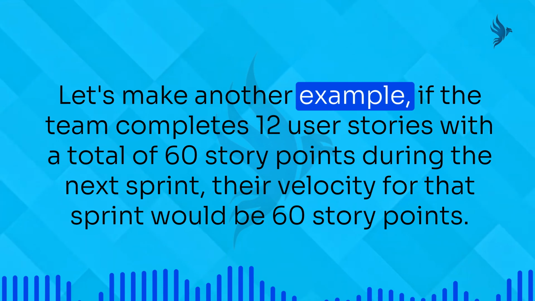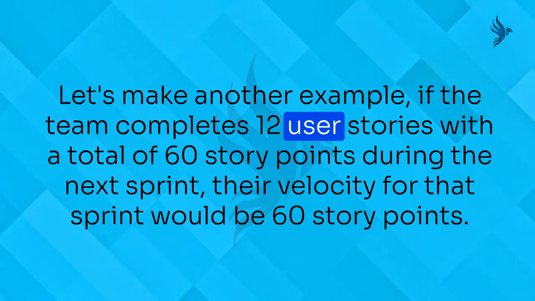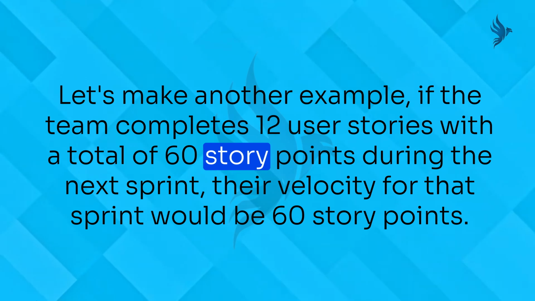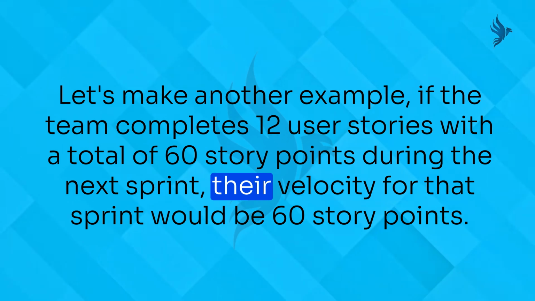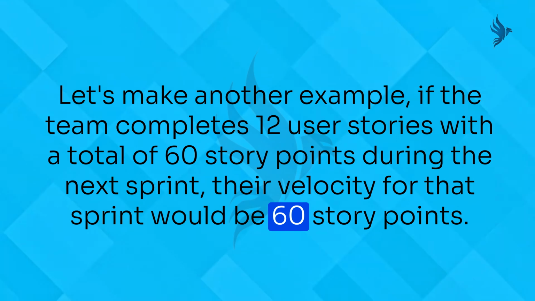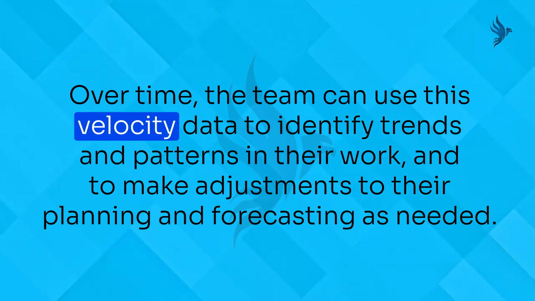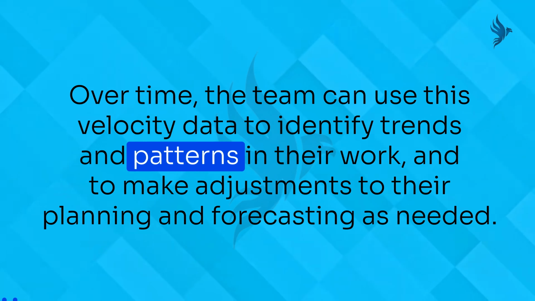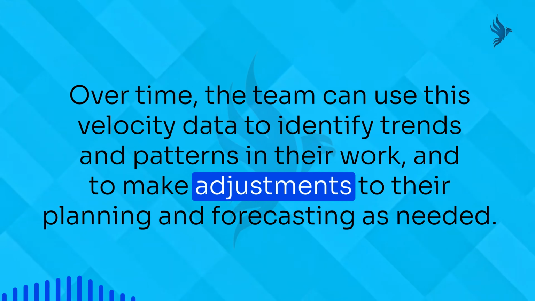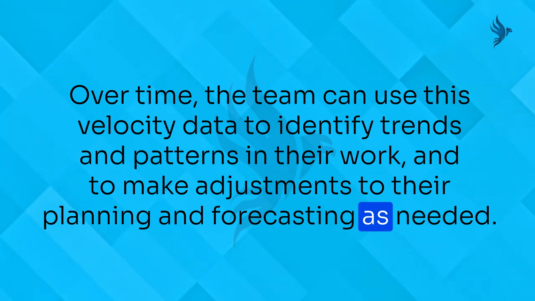Let's make another example. If the team completes 12 user stories with a total of 60 story points during the next sprint, their velocity for that sprint would be 60 story points. Over time, the team can use this velocity data to identify trends and patterns in their work and to make adjustments to their planning and forecasting as needed.